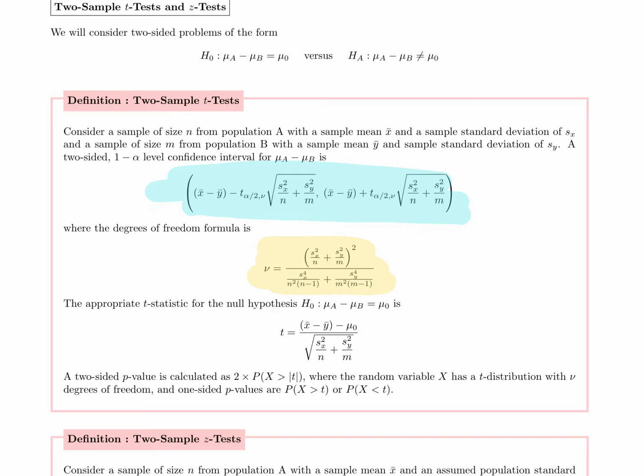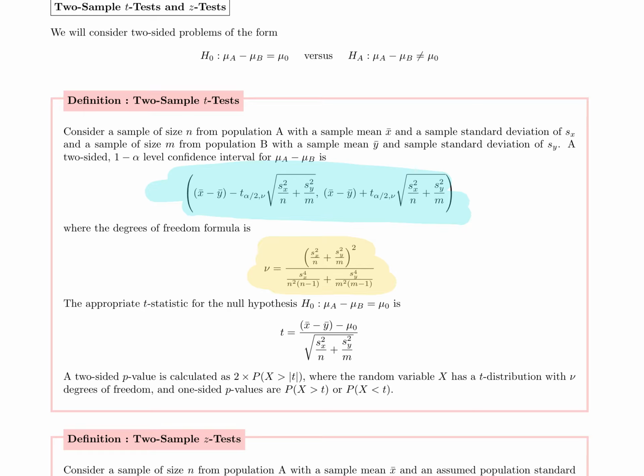So nu is now, in the numerator, we're going to have the standard deviation of x squared divided by n, plus the standard deviation of y squared, or the variance of y, over m. And then we're going to add them up just like we do under the square root for our standard error. But instead, we're going to square it. So we have that squared, and that entire thing is our numerator.